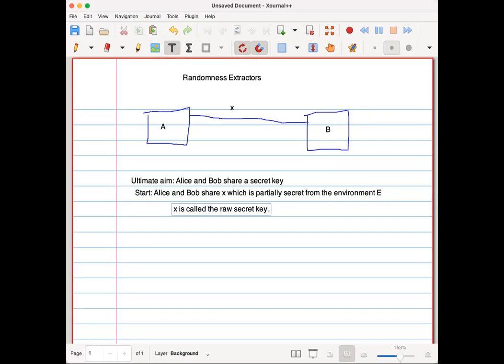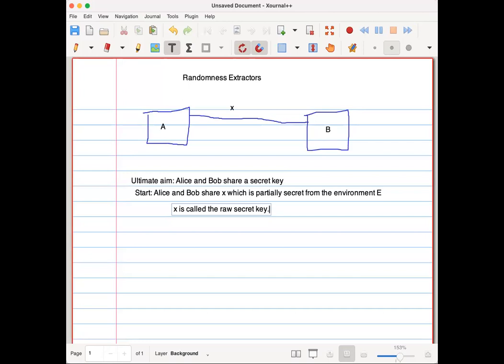So X is not the key. X is not the final key. X is the initial key, which is why the word raw is used. It is what they start off with. It is only partially secret from the environment. The final key will be completely secret from the environment.